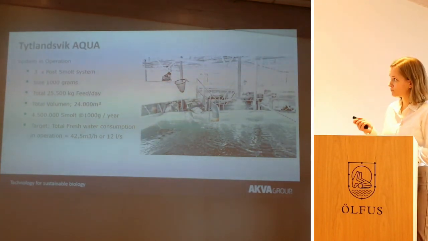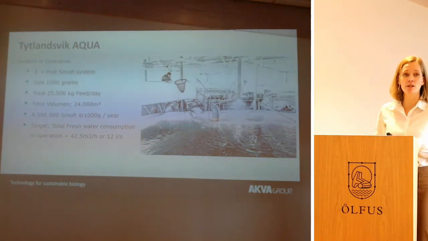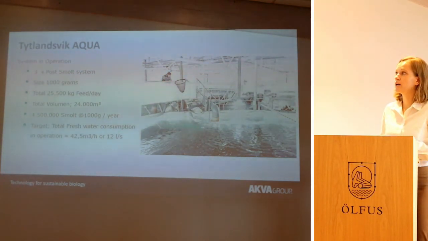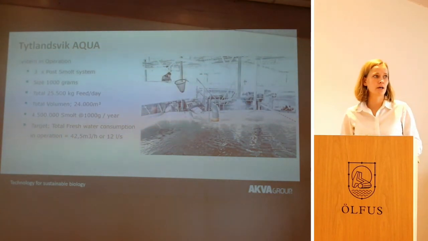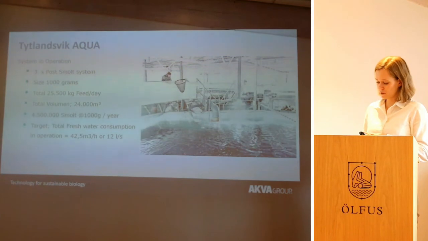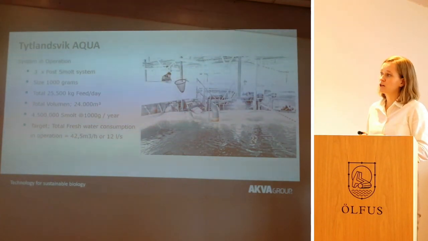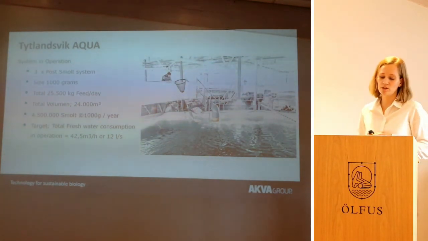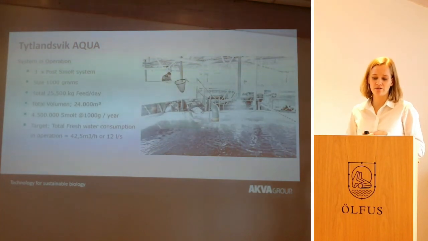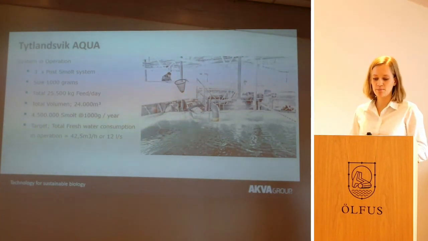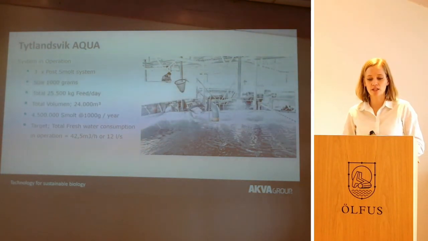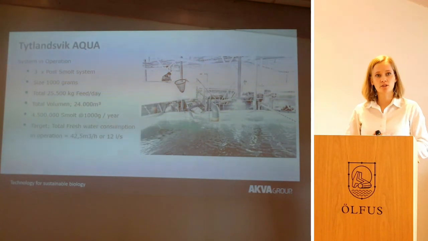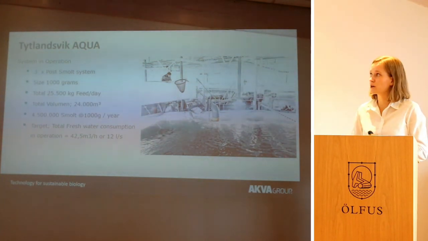Here you see Tutlandsvi, one of the three post-smolt systems that we have built. They are in operation and have been for a couple of years now. The systems are designed for 1 kilo fish, and they all have a total feeding capacity of 25,500 kilo per day, with a total volume of 24,000 cubic meters in the fish tanks, and the yearly production is 4.5 million large smolt, of these 1 kilo.